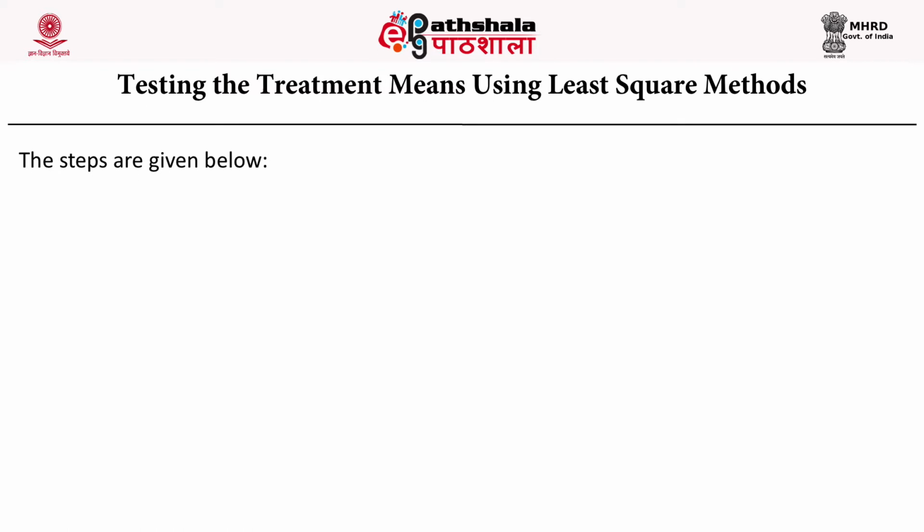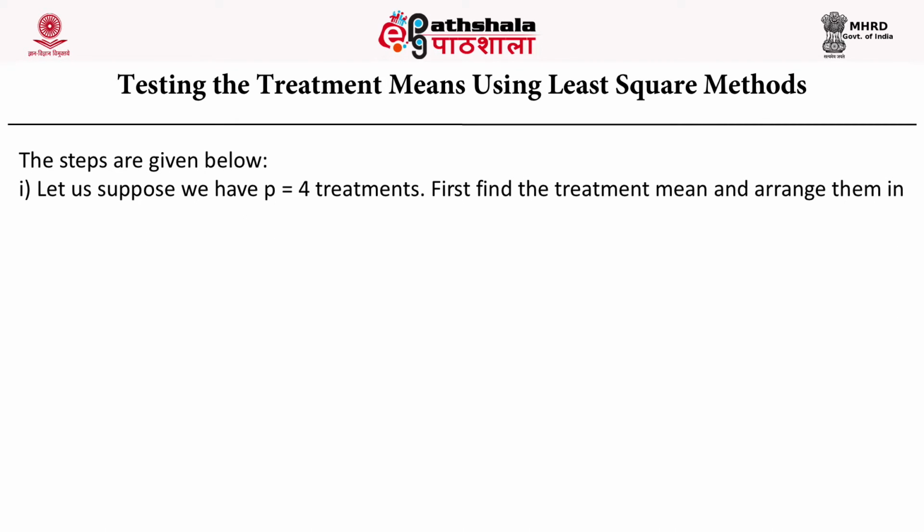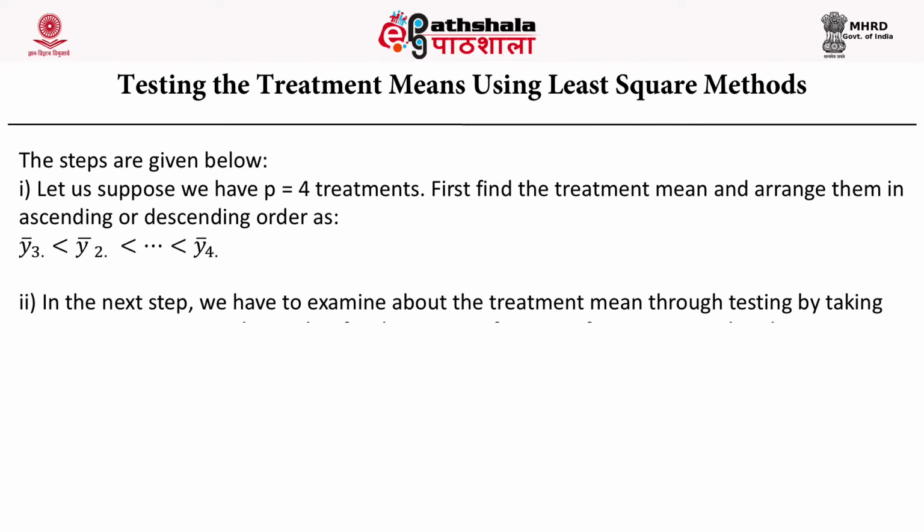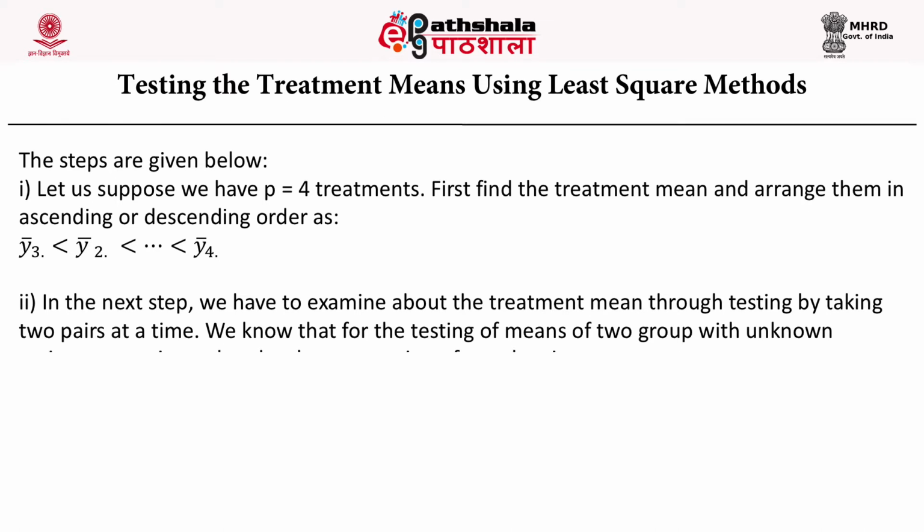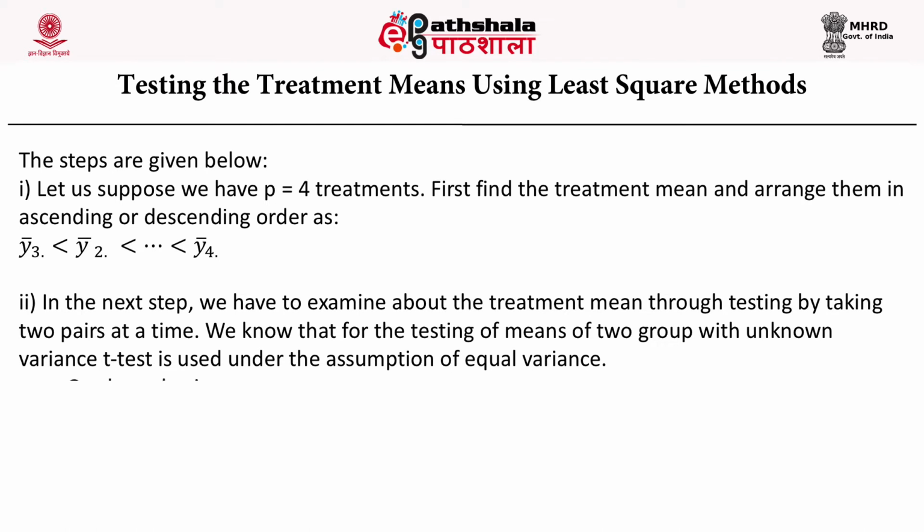Let us suppose we have p equal to 4 treatments. First find the treatment means and arrange them in ascending or descending order, as y1 dot bar less than y3 dot bar less than y2 dot bar, and so on, y4 dot bar. In the next step we examine the treatment means by testing two at a time. We know that for testing the means of two groups with unknown variance, the t-test is used under the assumption of equal variance. Our hypotheses are H naught: mu2 is equal to mu1, and the alternative is mu2 is not equal to mu1.